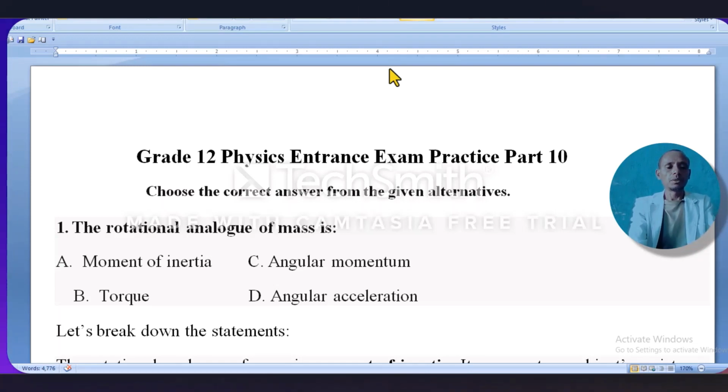This program is essential for students who will take the grade 12 entrance exam, especially on the recent Ethiopian new curriculum.